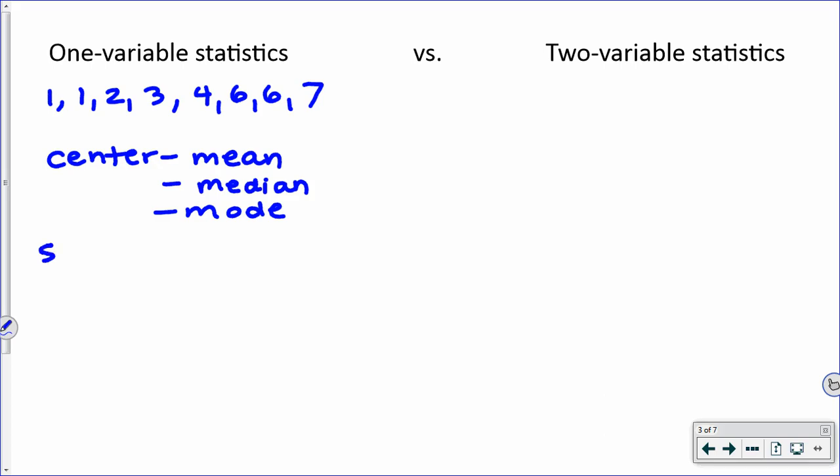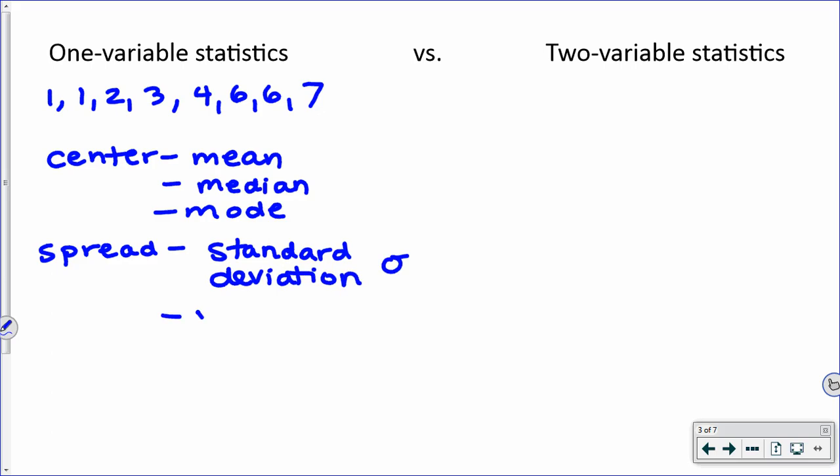Besides center, there are also measures of spread. That means how spread out the data is. We would have learned standard deviation as a very common one that goes with variance. So standard deviation, the symbol for that is this. Variance, which is not on the calculator, but it's the standard deviation squared.